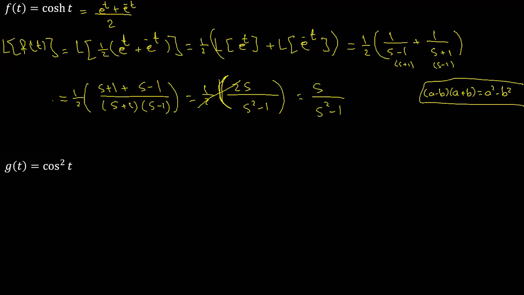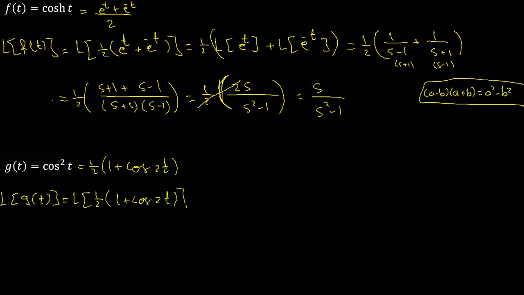Can I convert it with the double angle? Yes, double angle. Do you remember the rule of the double angle? Half times 1 plus cosine 2t. You are right. So now, if you need to find the Laplace of g(t), that means you need to find the Laplace of a number times a summation of two functions. Take the half outside of the Laplace transform, and find the Laplace of the first function plus the Laplace of the second function.